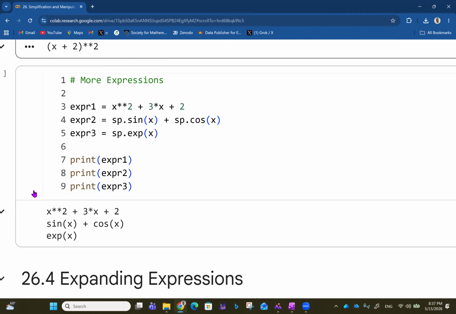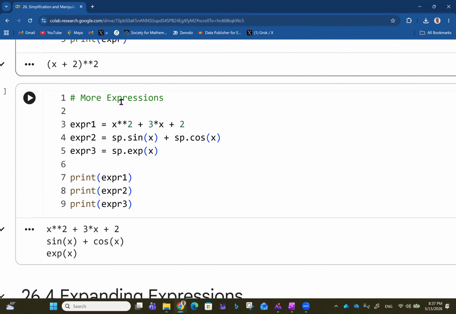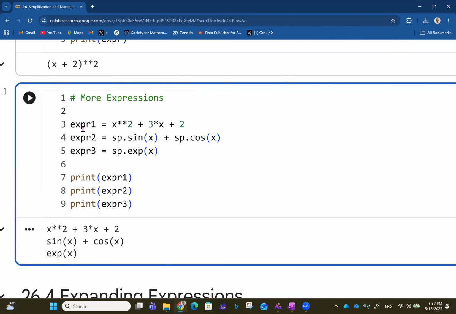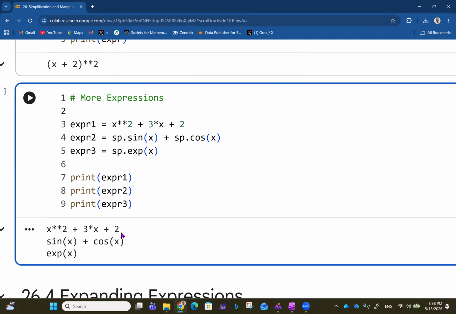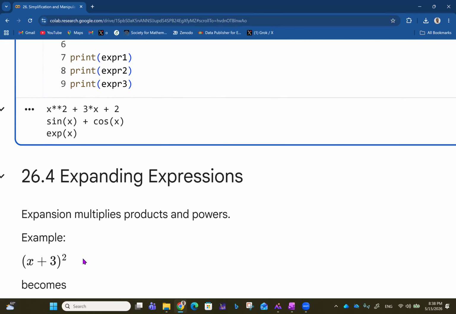Here we're talking about simplification and manipulation, as you're going to see later. If you want to see more expressions, you can have expression 1, which is x raised to power 2 plus 3x plus 2. Expression 2 is sine x plus cos x. Because you cannot get sine and cos on their own, you have to bring them from SymPy, so you have sp.sin x plus sp.cos x. Then expression 3, you have sp.exp x. If you print all of them, you have x squared plus 3x plus 2, sine x plus cos x, and exponent x.